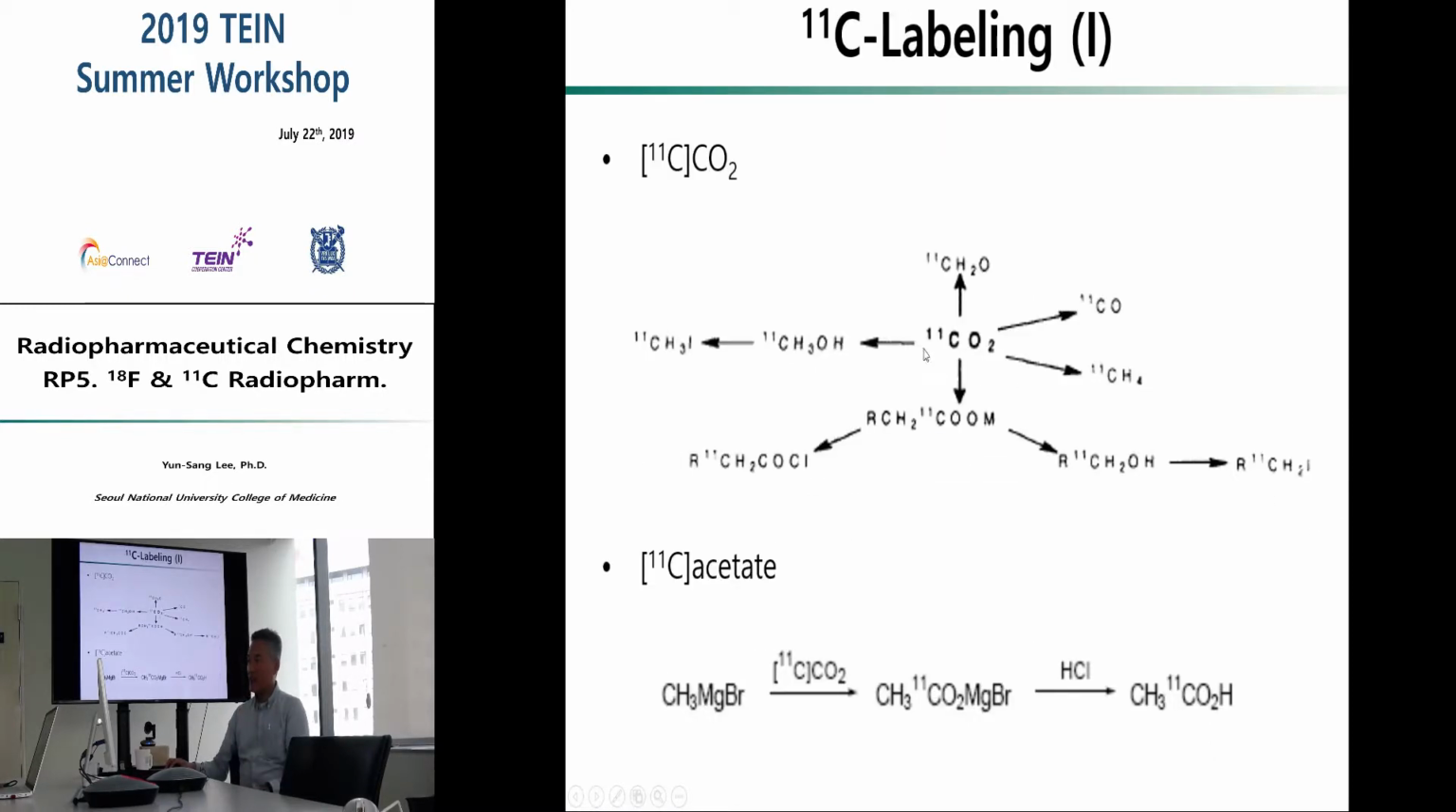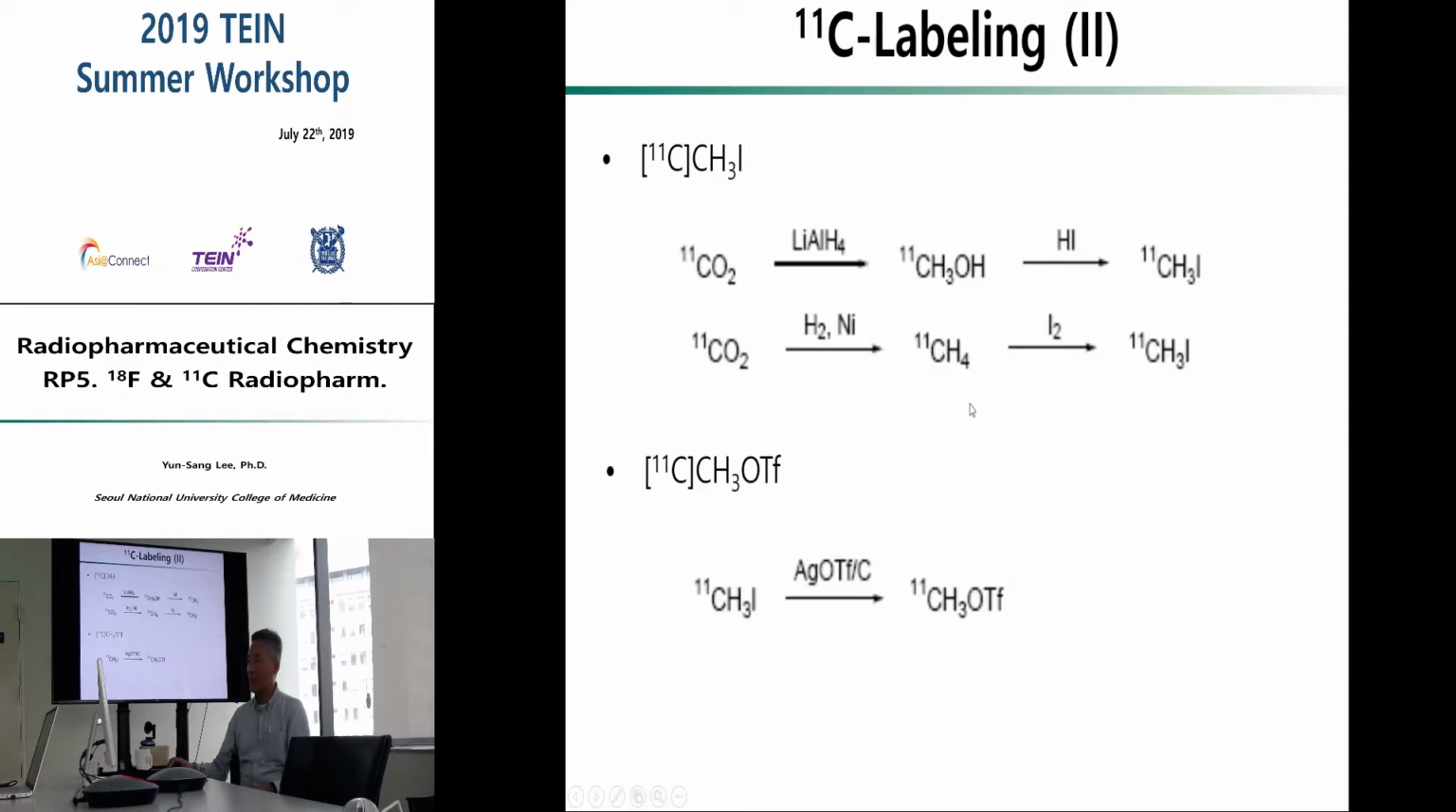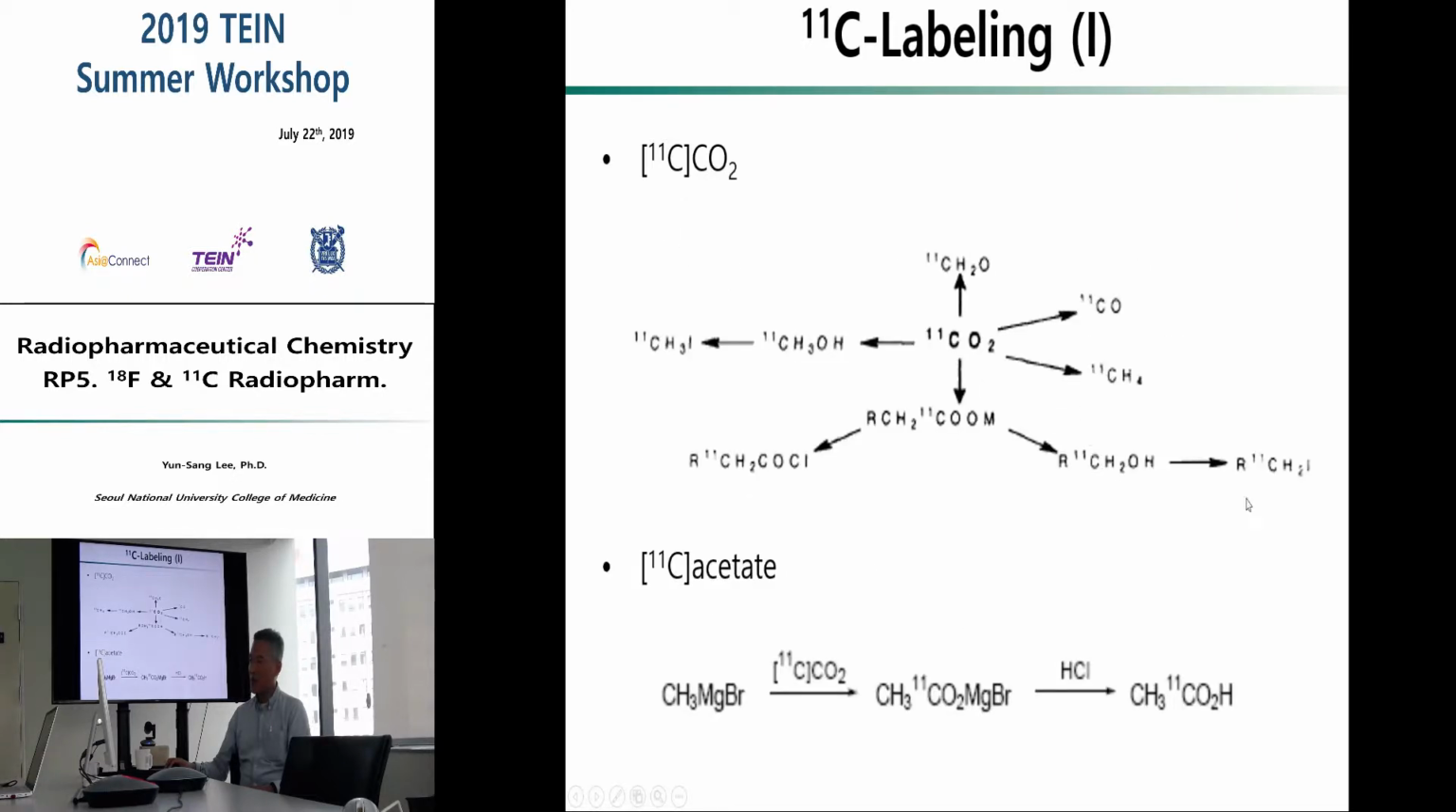Normally, as I mentioned, from C11 CO2 we can make C11 methanol or any kinds of chemical species. Then we can make radiopharmaceuticals such as C11 acetate and other radio materials. So normally from here we can get C11 methyl iodide. Methyl iodide is a chemical species for C11 methylation of any kinds of molecules.